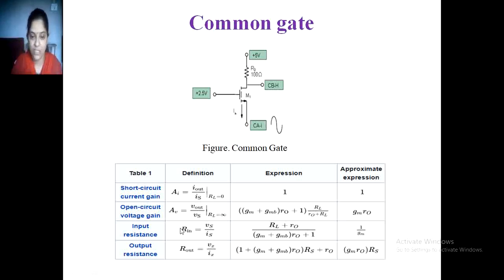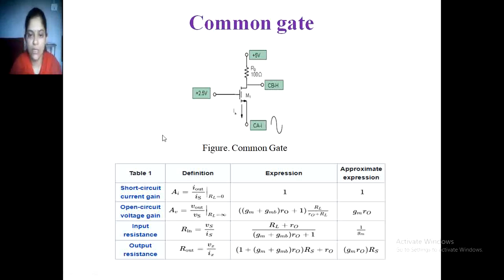Input resistance, that is RIN, is equal to VS divided by IS. The expression is (RL plus R0) divided by (GM plus GMB) R0 plus 1, and the approximate expression is 1 upon GM. The output resistance for the common gate is Rout equal to VX divided by IS. The expression is 1 plus (GM plus GMB) R0, times Rs plus R0, approximately GM times R0 times Rs. So these are the parameters for the common gate.